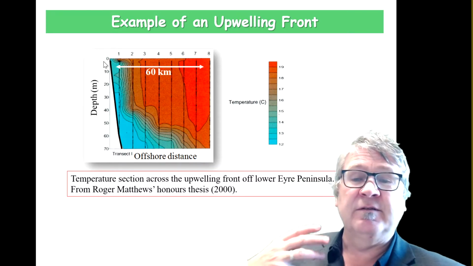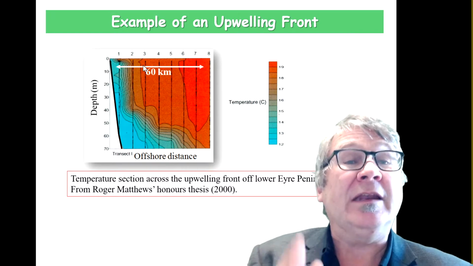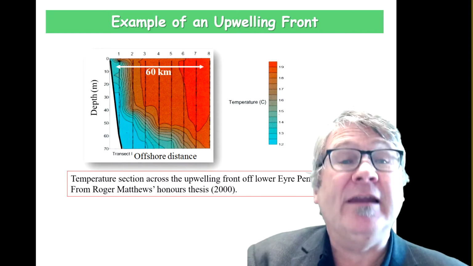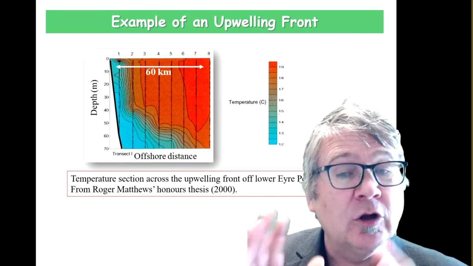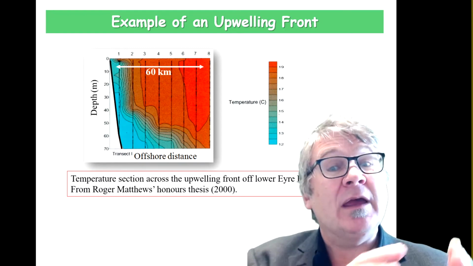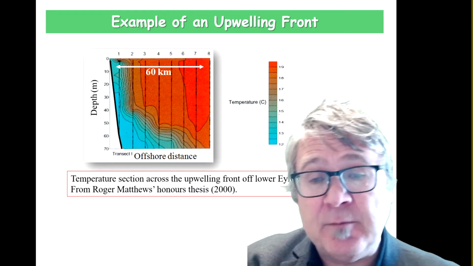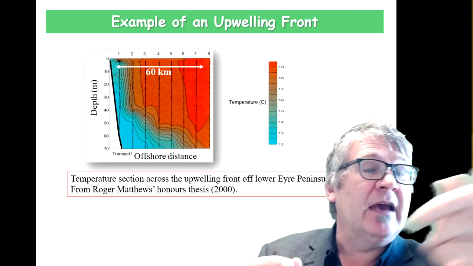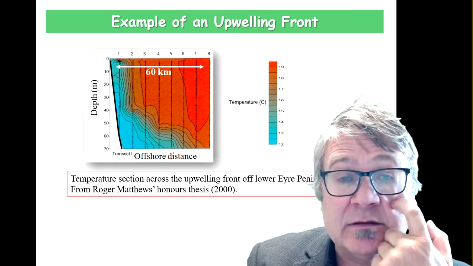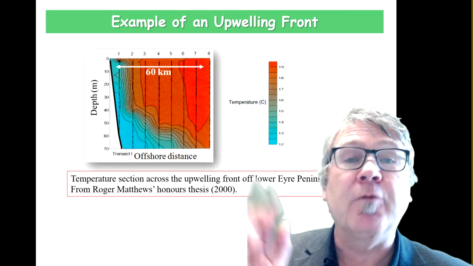So this is a front, and we know that the upwelling jets actually run along these fronts. So we have a frontal current, which is the upwelling jet, creating eddies and stuff like this. This is what we call an upwelling front.